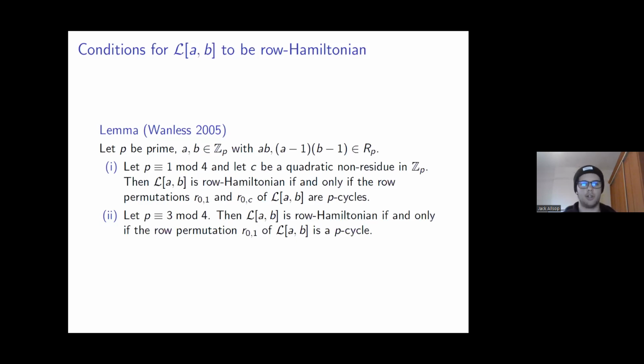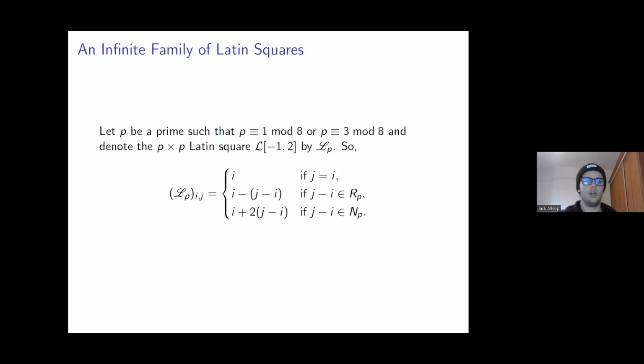Latin square is Row-Hamiltonian. And many of the sporadic examples of perfect one-factorizations of complete graphs and complete bipartite graphs come from this paper and come from Latin squares of this type. And we considered a particular infinite family of Latin squares of this form.